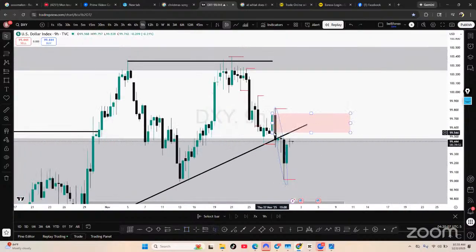I'm seeing this particular candle here as a huge target.